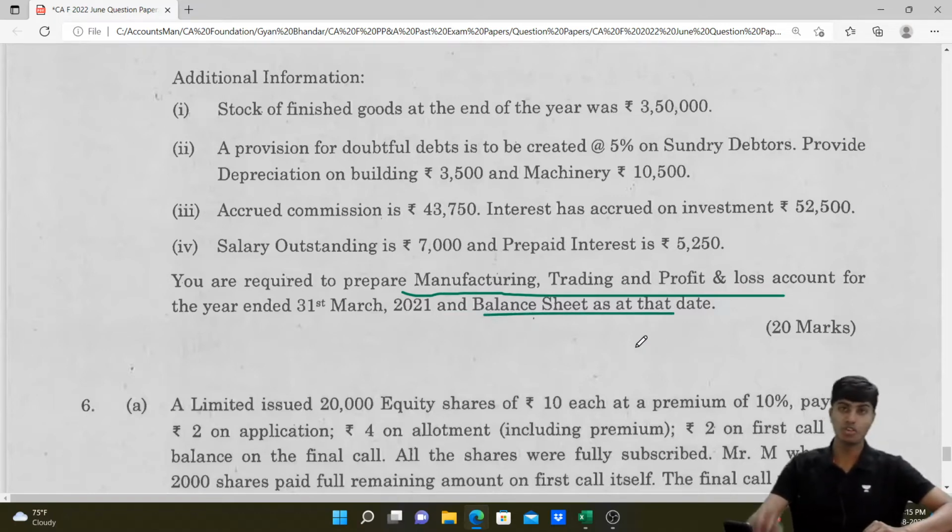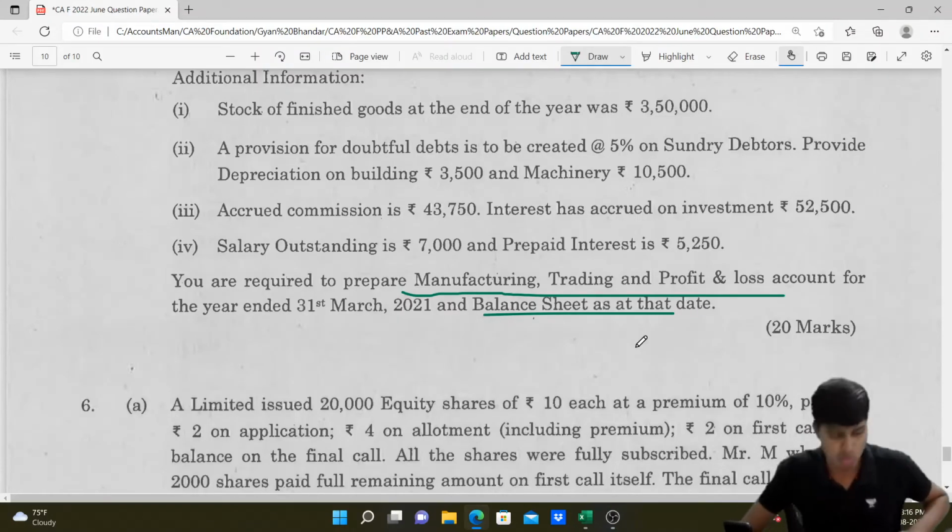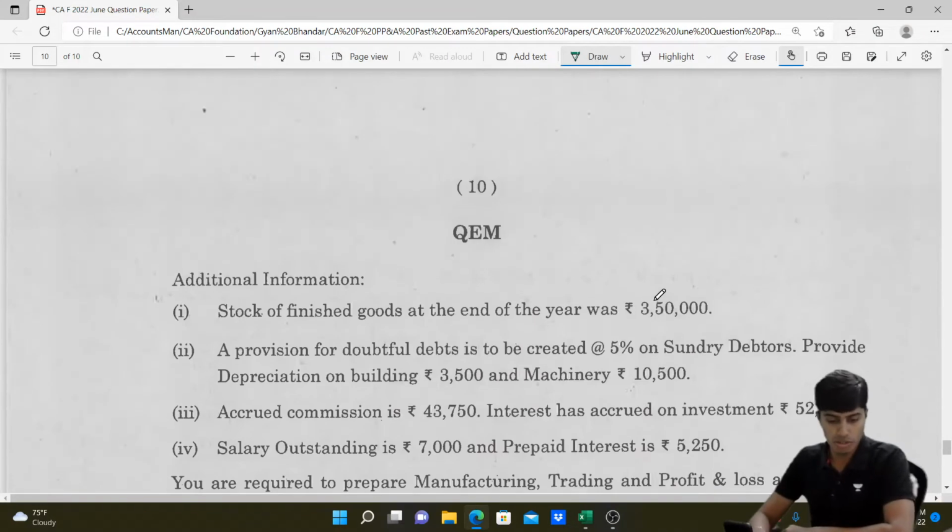Fantastic. One big question of 20 marks. This one is going to take a while, but let's do it. Yeah, we are not here to back off, and it's very much doable in the examination also. This question. So come on, let's discuss this.